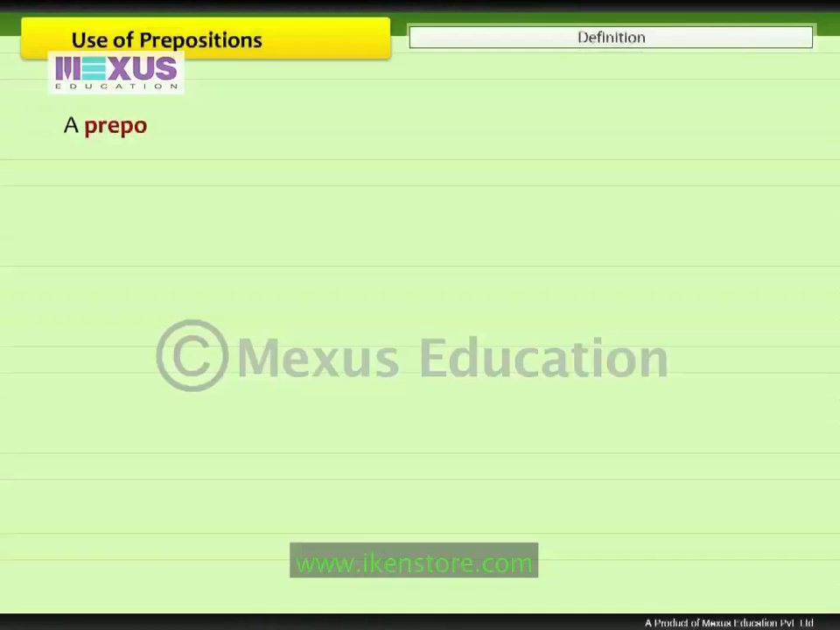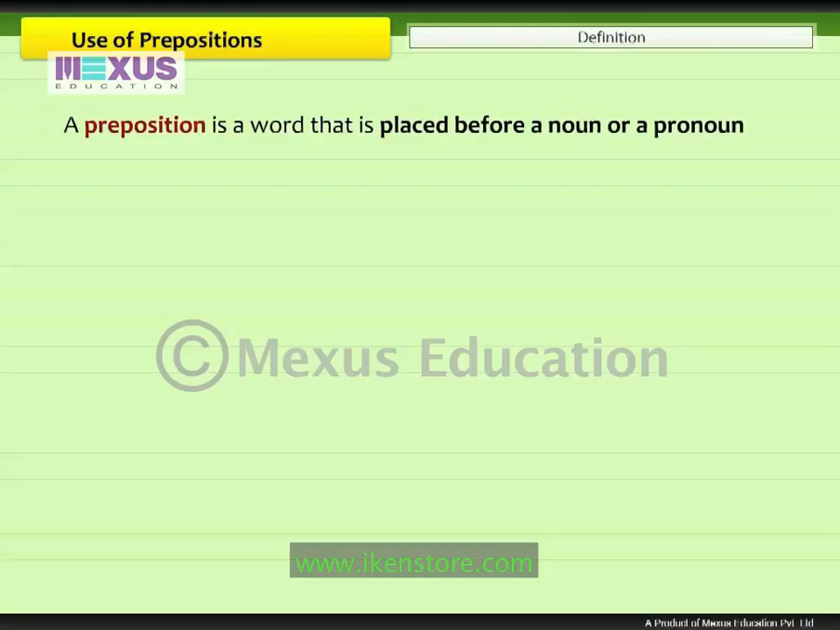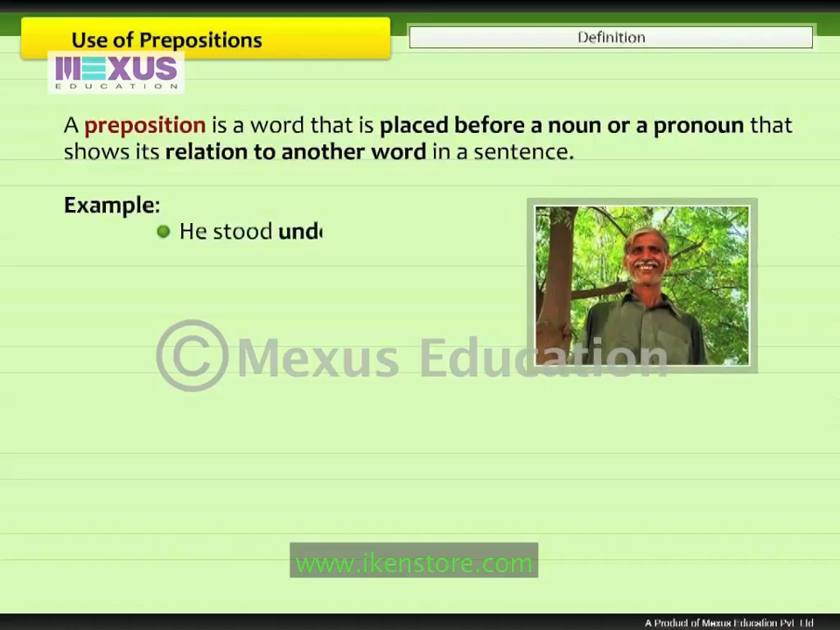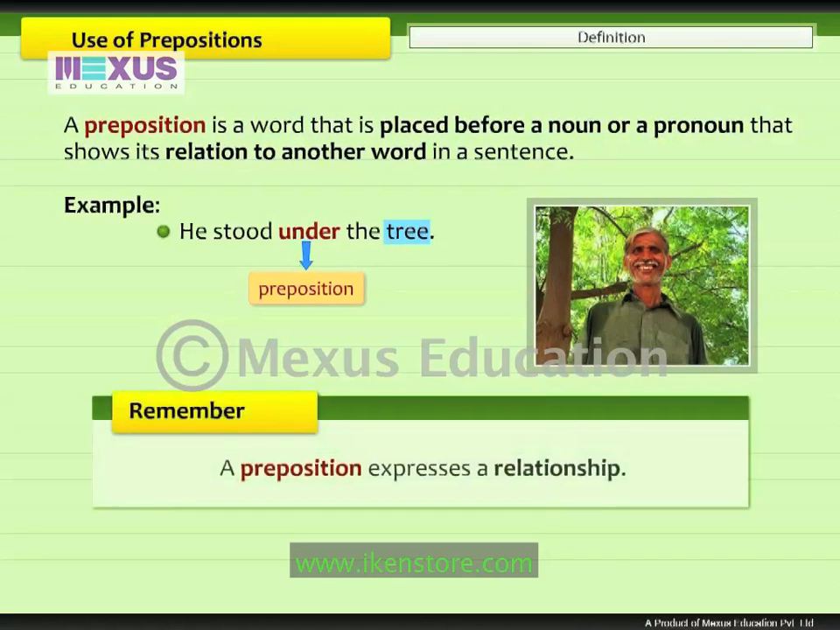A preposition is a word that is placed before a noun or a pronoun that shows its relation to another word in a sentence. For example, he stood under the tree. The preposition in this sentence is under. It is placed before the noun tree. We must remember that a preposition expresses a relationship. Thus, the preposition under expresses a relationship between the pronoun he and the noun tree.